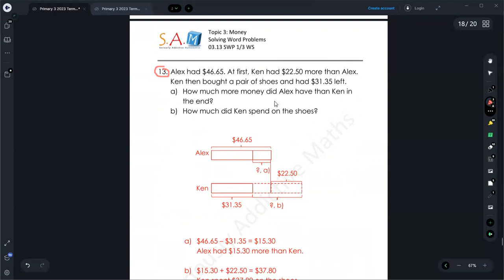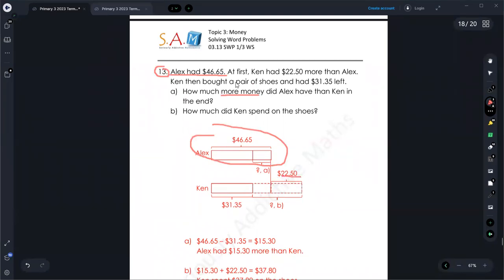So for this one, it's a normal question. And you can see there are things like how much more money, so it's definitely a comparison. So they've got to draw Alex first. Start with this line. Draw a bar to represent Alex as $46.65, as shown here. And then after that, at first, Ken had $22.50 more than Alex. So you draw Ken as a longer bar, and this is $22.50 here.